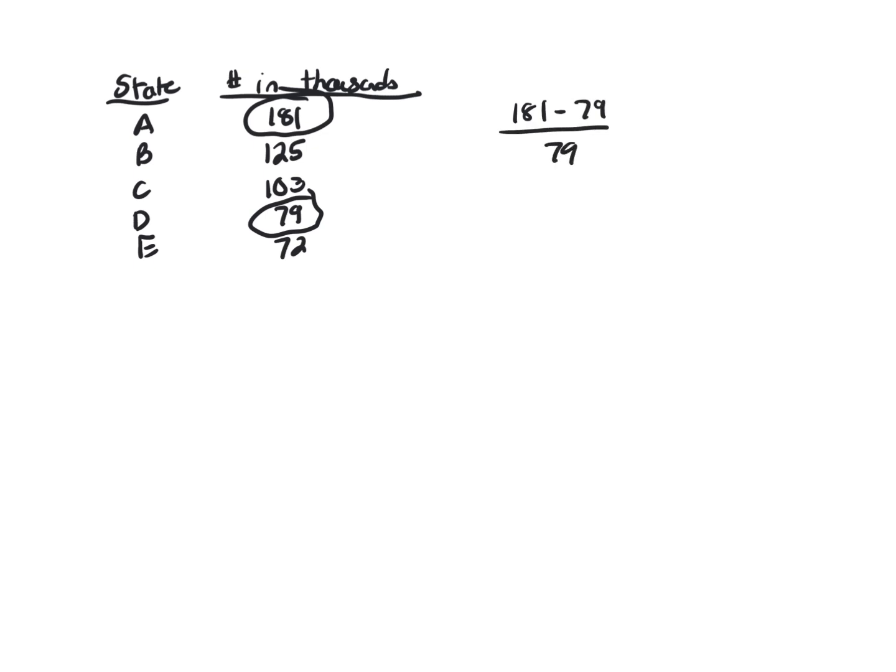And then what I would do, it says approximately. So when it says approximately, you can mess with your numbers to make the math easier, because this is going to be nasty math dividing by 79. So let's change those to 80s. 181 minus 80 over 80. And that would give me 101 over 80.